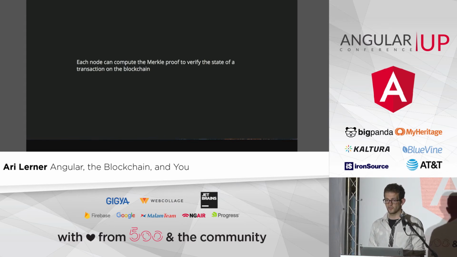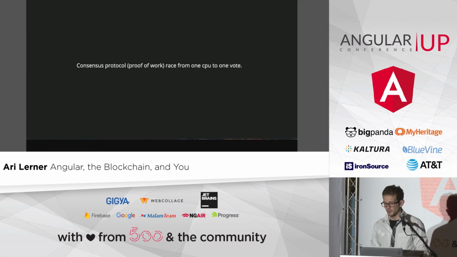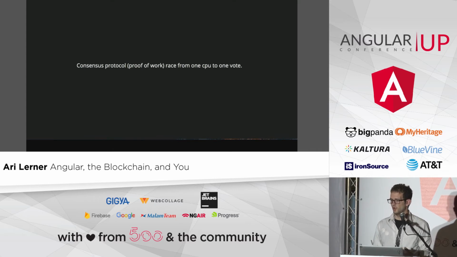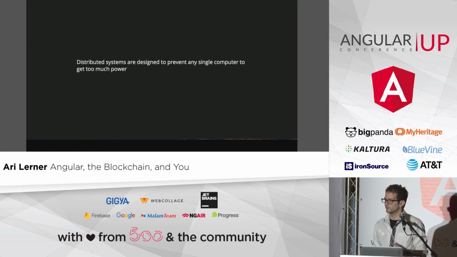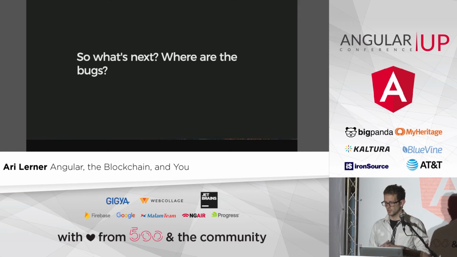And this can survive network splits. It can survive provided that an attacker has less than 51% of the network. It can survive hack attacks. That sounds like it should be a band. Hack attacks. Okay. And finally, the consensus protocol requires that one CPU or GPU only gives one vote. That's how distributed systems are designed. Specifically, distributed peer-to-peer networks are designed to prevent any single computer or owner of computers from getting too much power in the network. Okay, so what's next from Bitcoin?